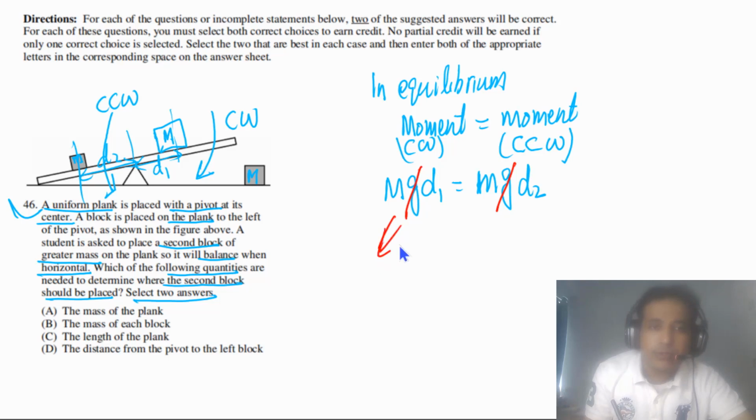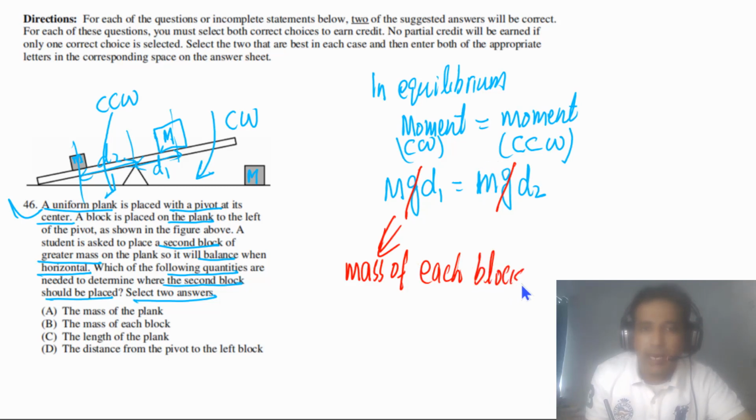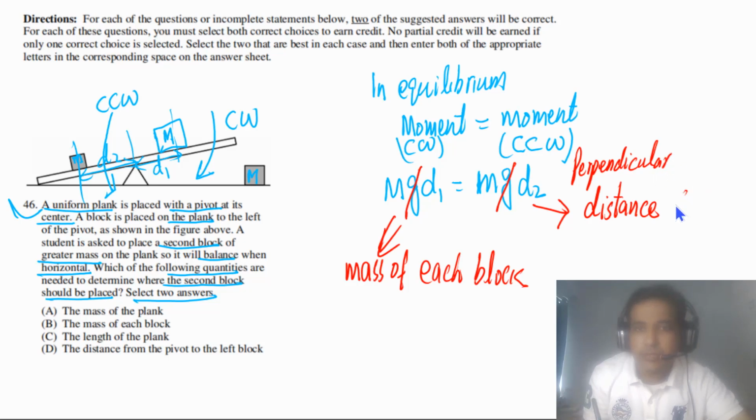So we have to consider in this case the mass of each block to balance this block. We have to consider this mass, and we also have to consider this mass. The mass of each block we have to consider, and also we have to consider the distance of each block from the pivot. Actually, the proper way to say this is perpendicular distance. So this is the perpendicular distance of each block from the pivot. So these two points we have to consider.